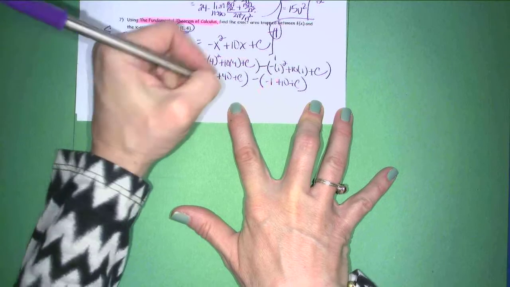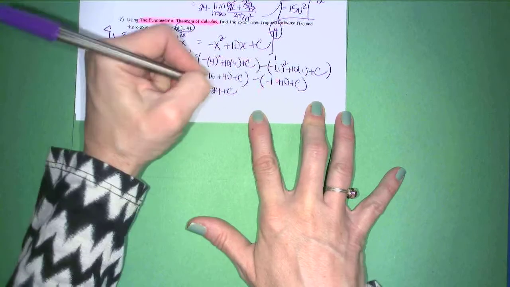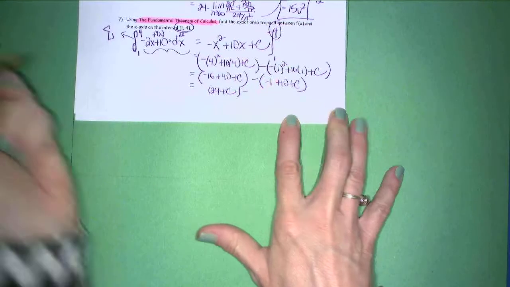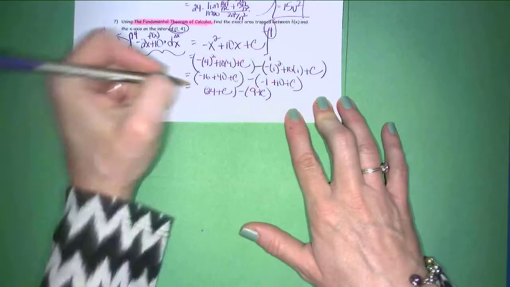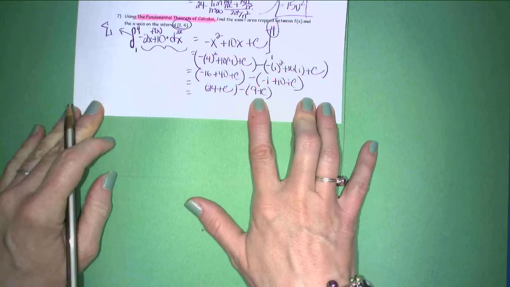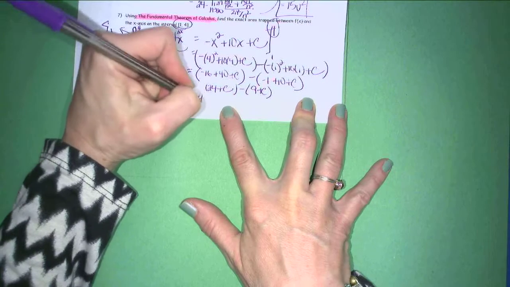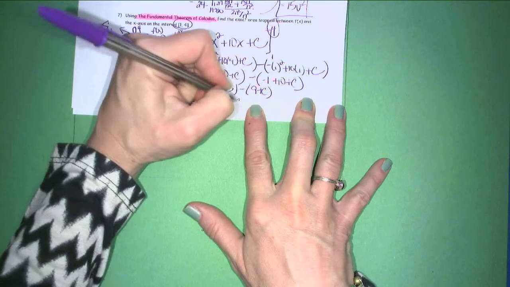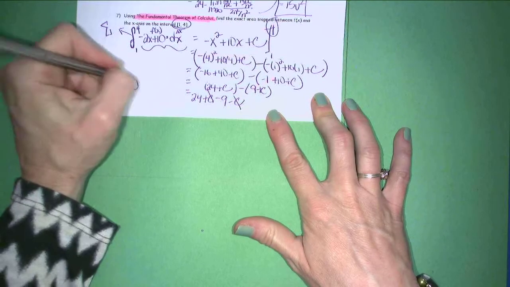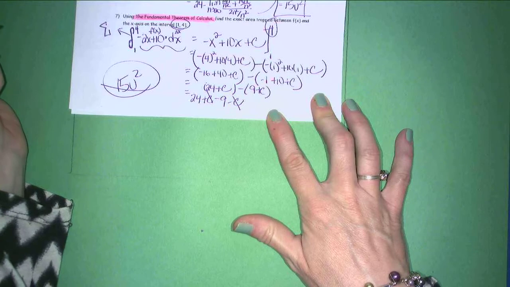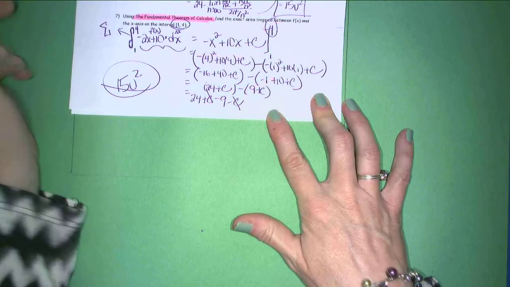This is going to give us 24 plus c minus 9 plus c. And when we distribute the negatives through the back quantity, we're going to have 24 plus c minus 9 minus c. Those c's are going to drop, and you're going to be left with 15. Coincidence? I think not.